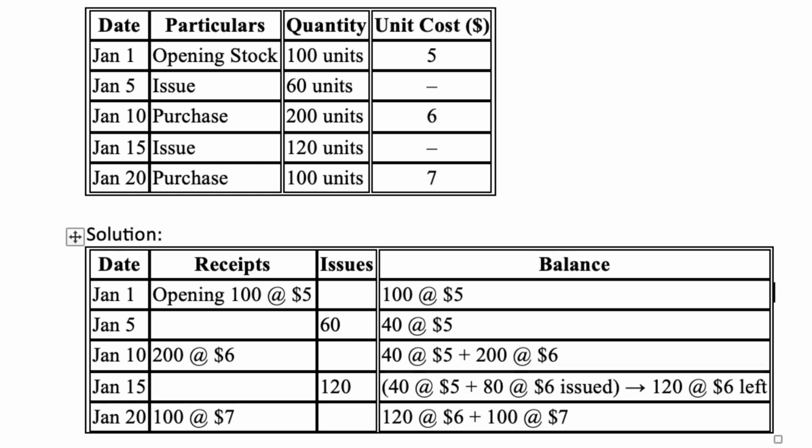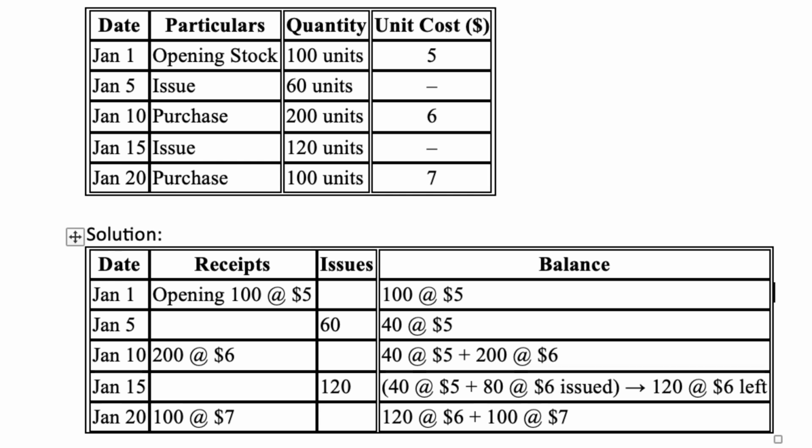On January 5th, 60 units were issued. Since the oldest materials are issued first, all 60 came from the opening stock at $5 each. That leaves 40 units at $5 remaining in stock. On January 10th, 200 new units were received at $6 each, so the balance now becomes 40 units at $5 and 200 units at $6.